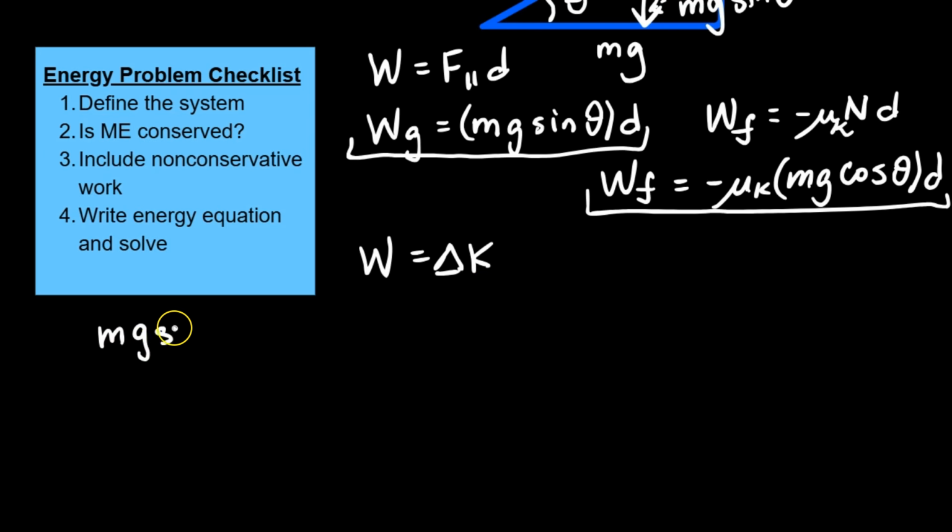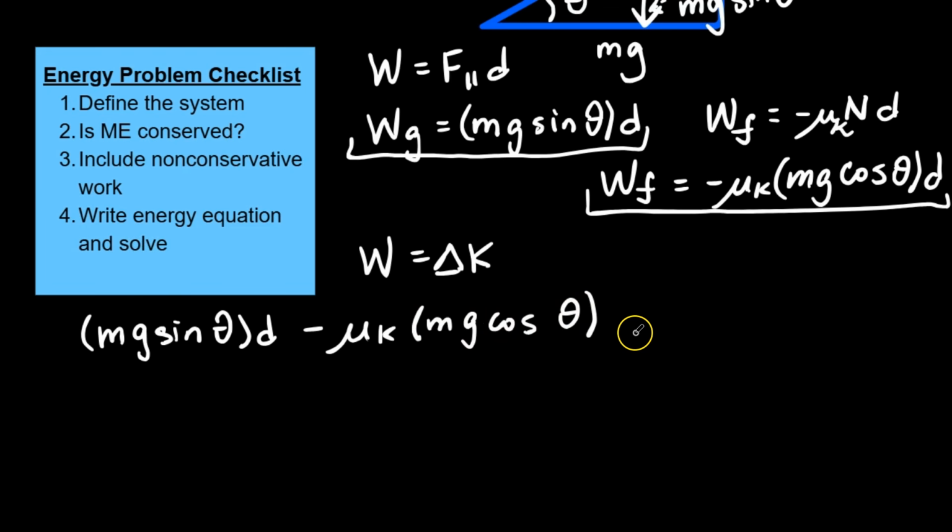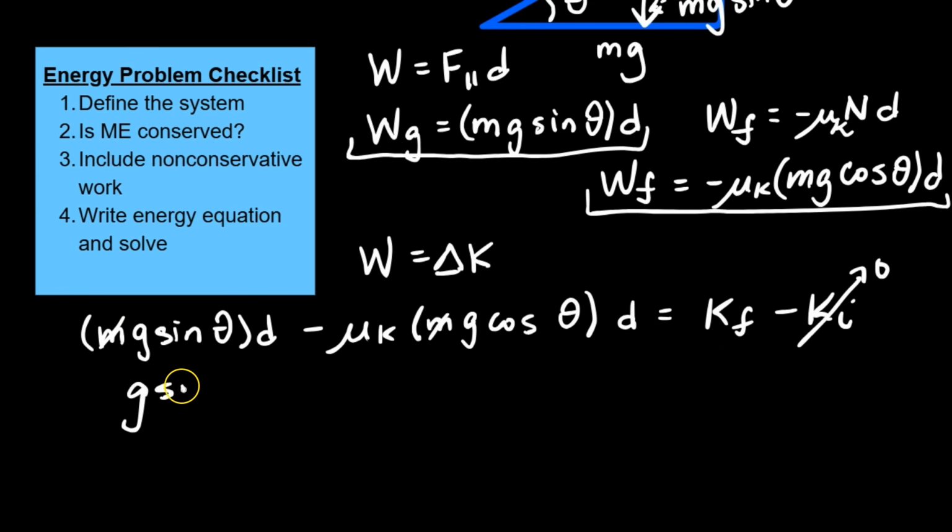The work here is representing the sum of the work, or the net work. Both gravity and friction are doing work on the system. So on the left-hand side, we have mg sine theta times the displacement minus mu k times mg cosine theta times the displacement equal to the final kinetic energy minus the initial kinetic energy. Because the object initially is not moving, the initial kinetic energy is 0.